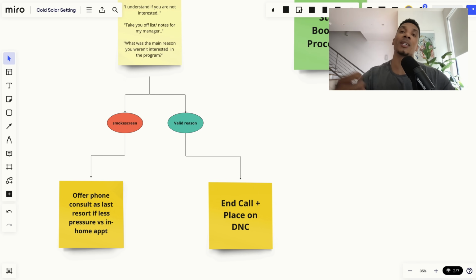Homeowner, we could just also give you this information over the phone. We don't have to come to the home if that will work for you as well. Just thought I might throw that out there for you. And if they're like, hey, no thanks after that, cool, take them off your list, place them on the DNC, and then move on to the next.